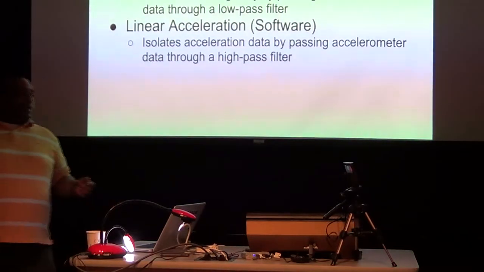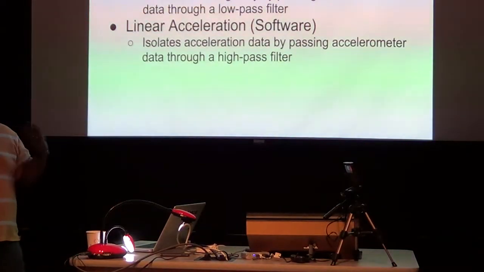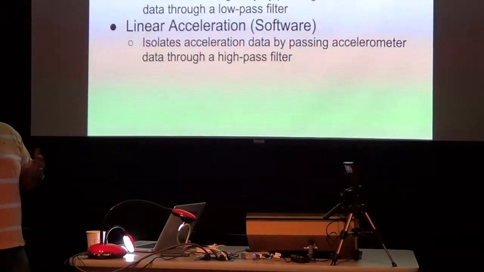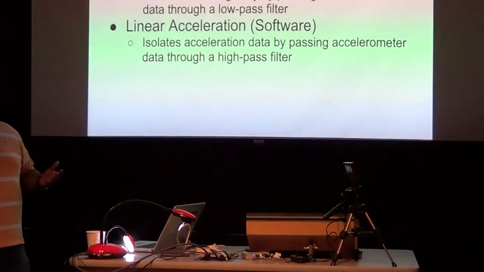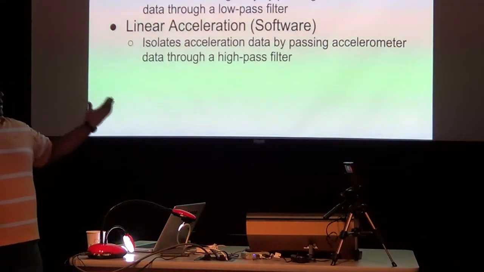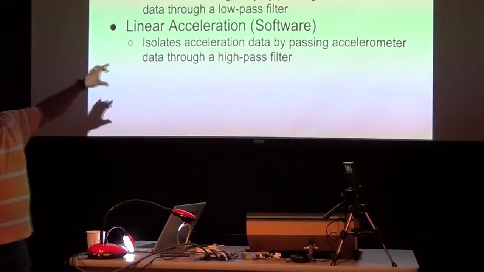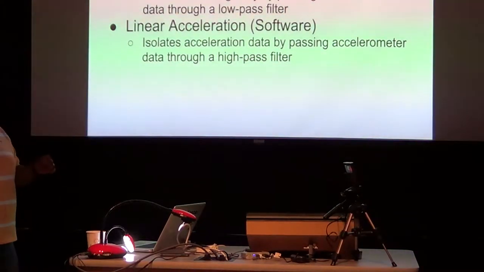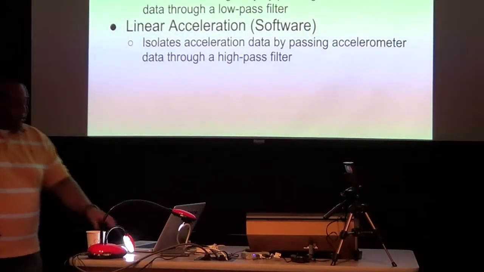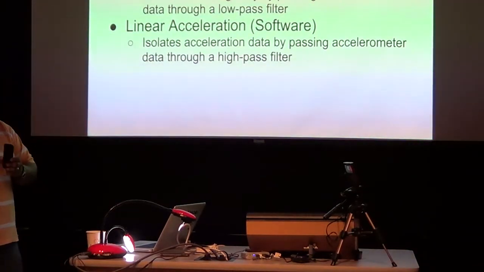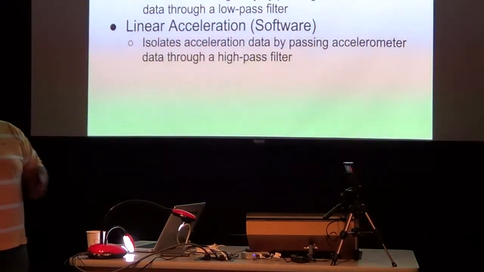Next group of sensors are the motion sensors, using your accelerometer, which measures force and direction of acceleration over three axes. Gravity, this is a software sensor. If you remember my earlier slide, the accelerometer data had gravity factored in. The gravity software sensor actually factors that out and gives you just the gravity. So if you rotate your phone, you can tell which way the phone is facing based on what axis gravity is pulling on.